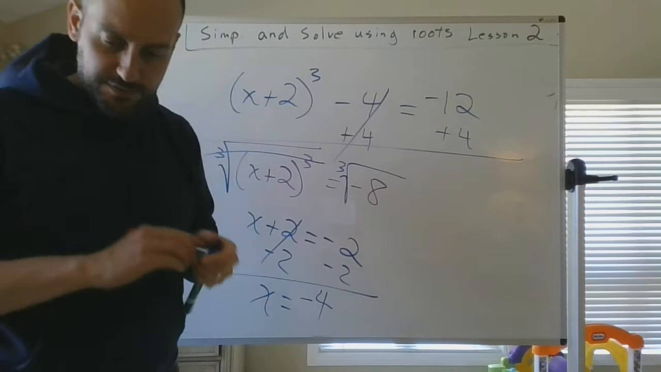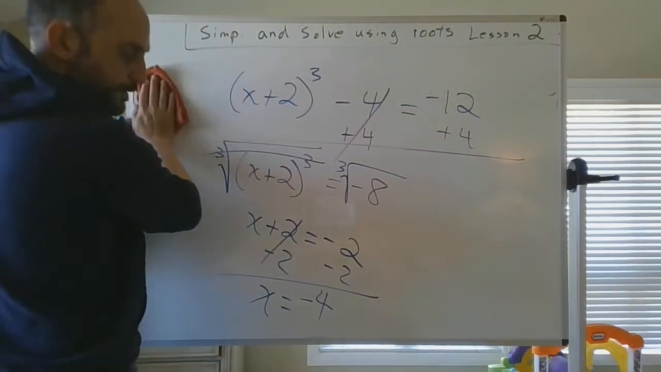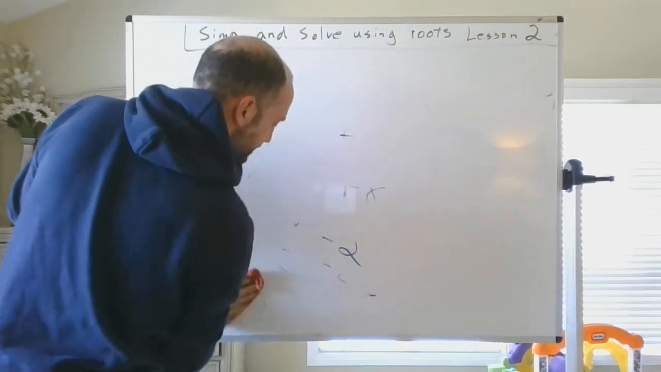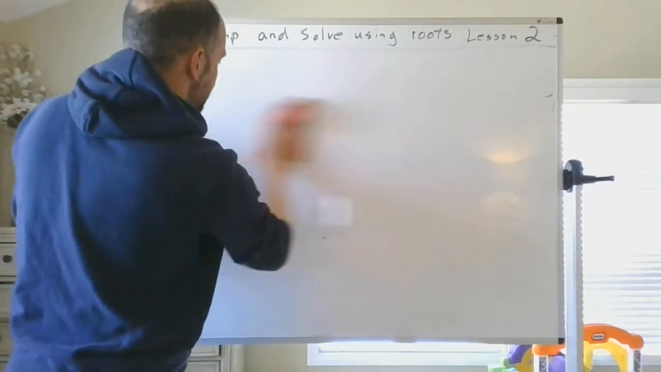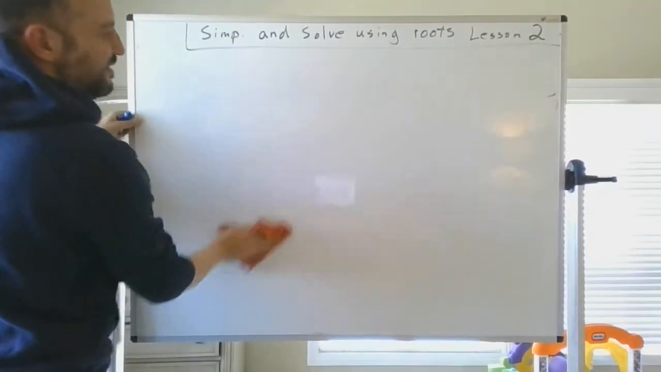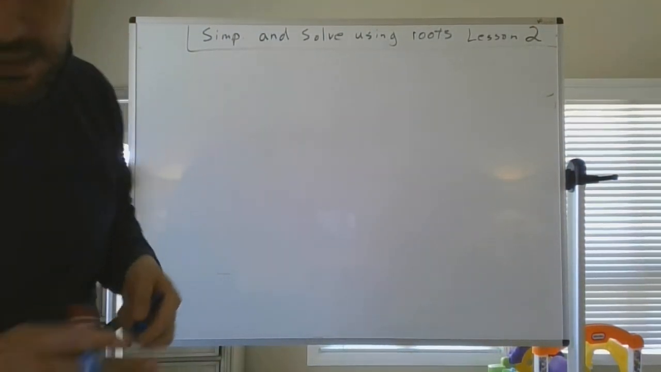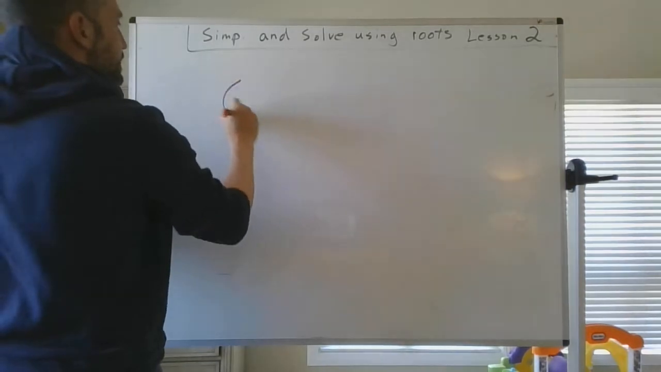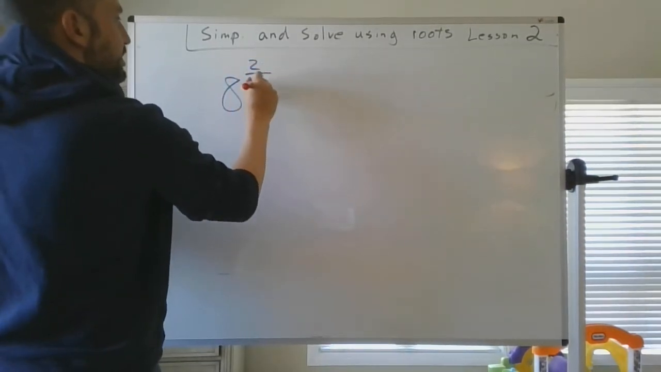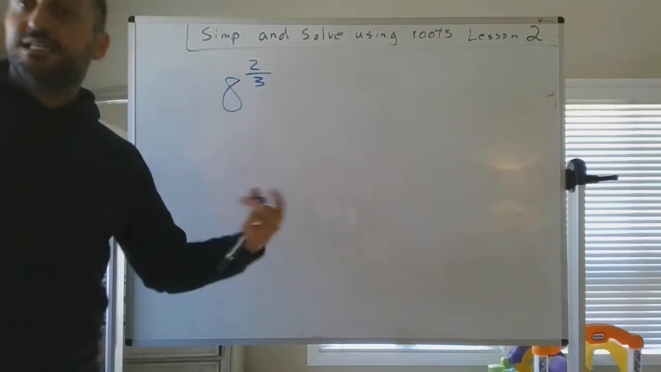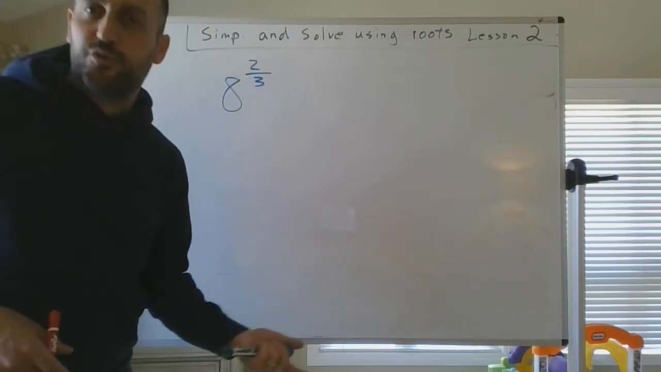All right, let's move on to a different type of problem. Okay, so I'm going to erase that. Let's move it on now. You're also going to see problems like this. You have to simplify this. Not 8 to the power 2, it's not 8 to the power 3, it's 8 to the power of 2/3.